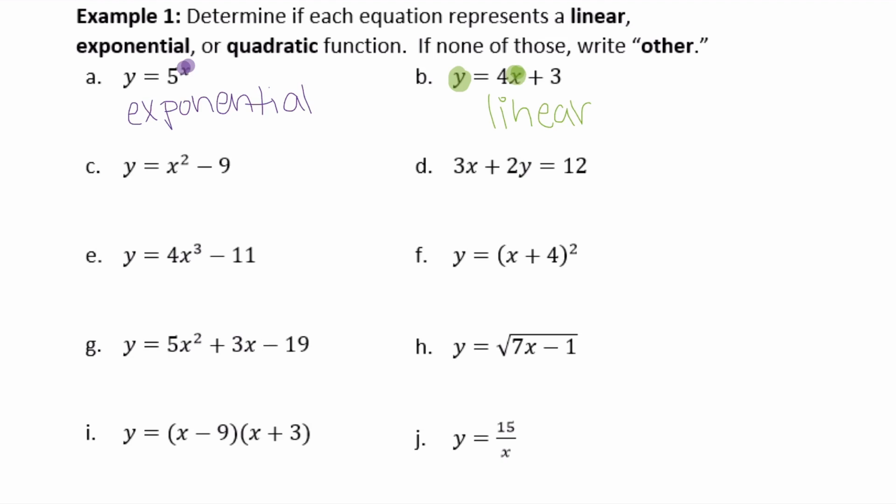In the next problem, I see an exponent and the exponent is 2. Anytime that the biggest exponent is 2, that is always a quadratic. In the next problem, I see an x and a y. There aren't any exponents, so this would be linear. In the next equation, I see an exponent of 3. An exponent of 3 is other.